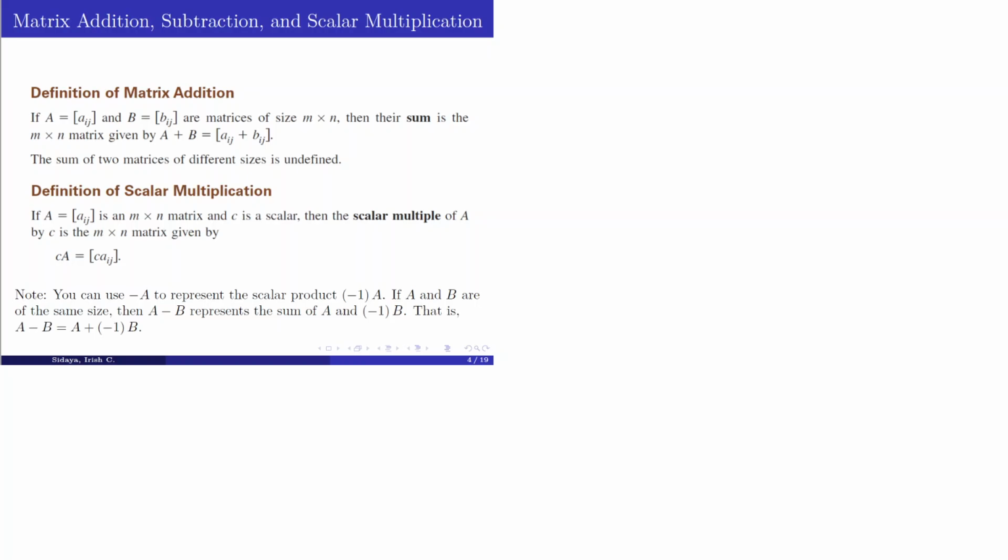Now we note that we can use negative A to represent the scalar product of A by negative 1. So if A and B are of the same size, then A minus B represents the sum of A and the scalar multiple of B by negative 1. That is, A minus B is equal to A plus negative 1 times the matrix B.